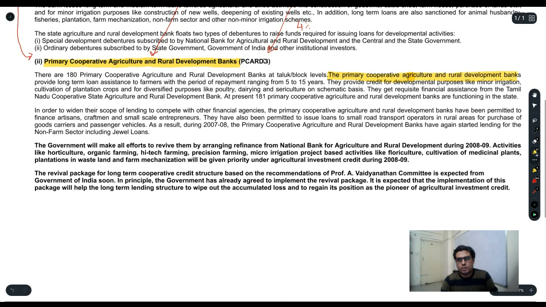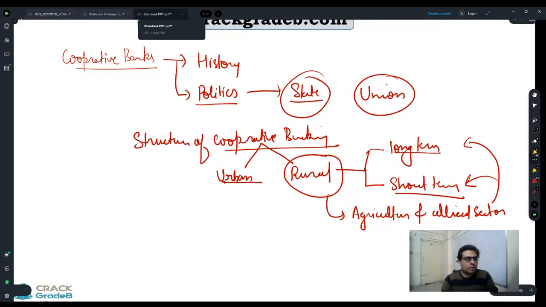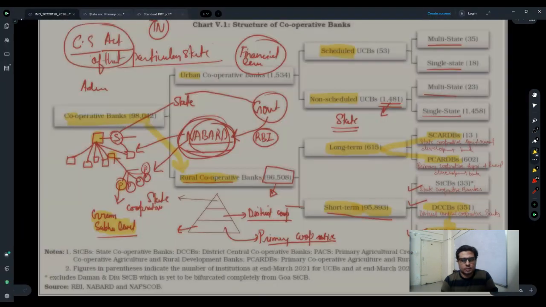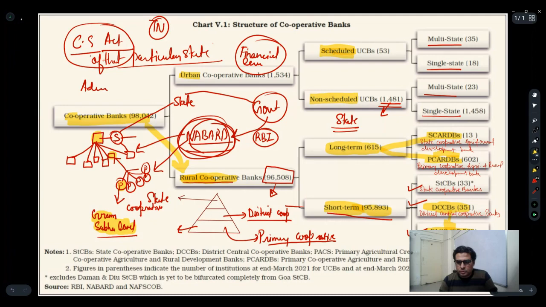The primary cooperative agriculture and rural development banks provide long-term loan assistance to farmers with a repayment period of 5 to 10 years, right? So there is a striking difference when they are providing the loans. Their loan is going to be of up to 1 year, whereas their loans are going to be from 5 to 15 years, right?